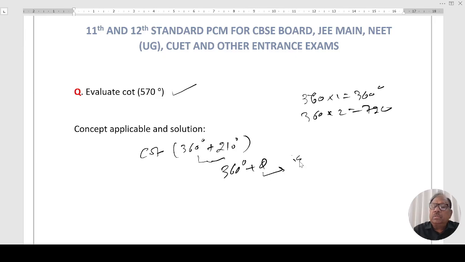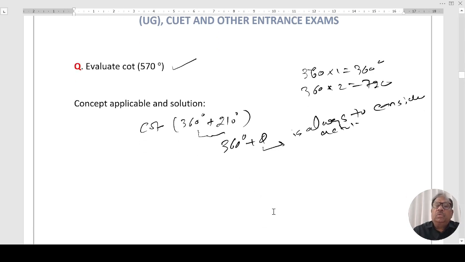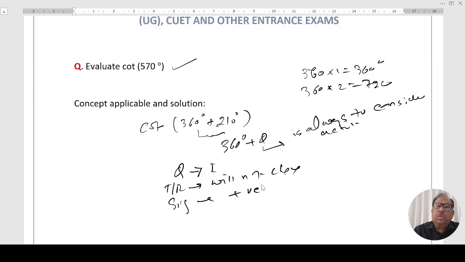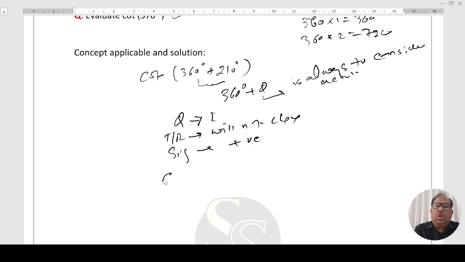Theta is always to be considered acute one. Whatever it is, zoom in on it, that is acute one. So 360 plus theta, quadrant 1. Trigonometric ratio will not change. Sign positive. This will be written as cot 210 degree.